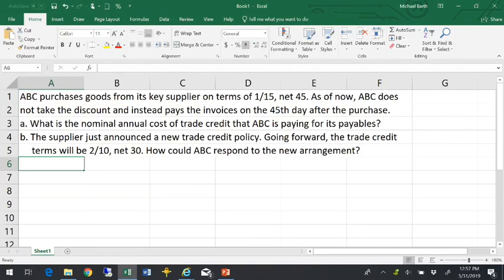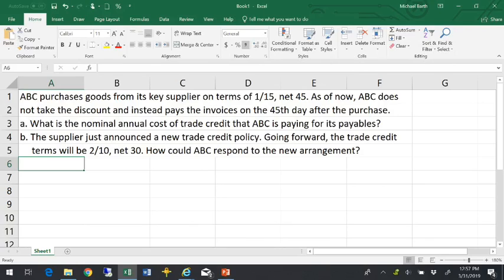In this example, we're looking at ABC, who purchases its goods from its key supplier on terms of 1/15 net 45. As of now, they don't take the discount, but instead they pay on the 45th day after purchase, so they're not taking the 1% discount. Two questions. What's the nominal annual cost of trade credit that ABC is paying for its payables?